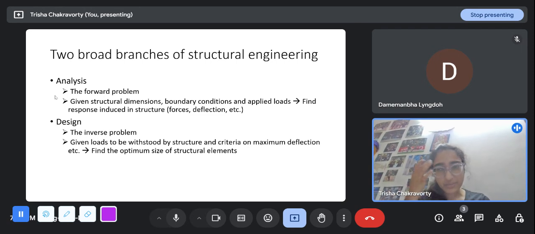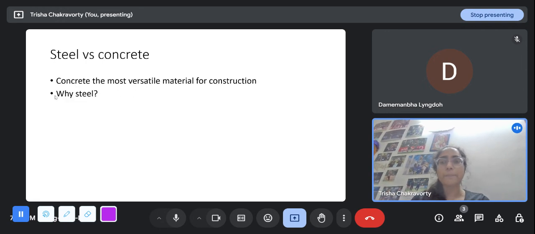The major courses of analysis we study in second year, structural analysis, and on design we have two courses in undergraduate, usually the design of RC structures and the design of steel structures. Now, steel versus concrete: in your third year, you probably have already studied design of concrete structures.